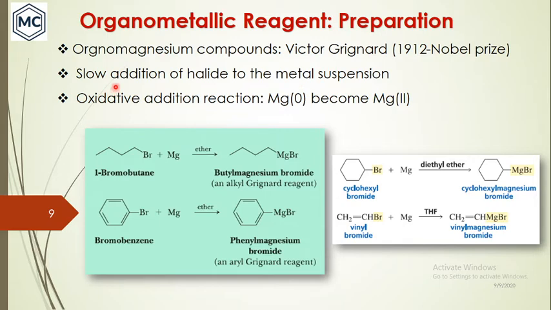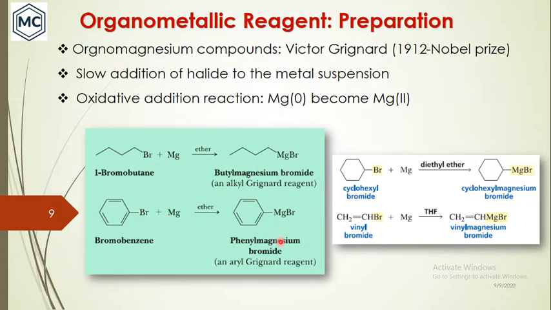Usually it is done by the slow addition of the halide to a suspension of magnesium metal. For example, 1-bromobutane with magnesium in the presence of ether gives butyl magnesium bromide. Actually, magnesium is inserted in between carbon and bromine, and it is an oxidative addition reaction. Here, the oxidation state of magnesium is 0. When it gets inserted, it becomes 2. So it is an oxidative addition.